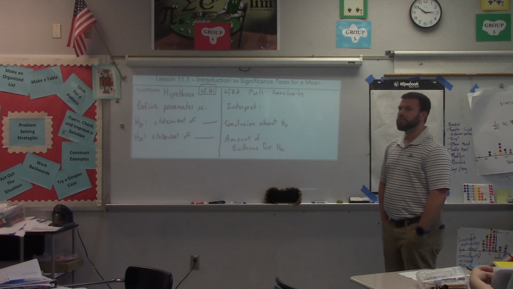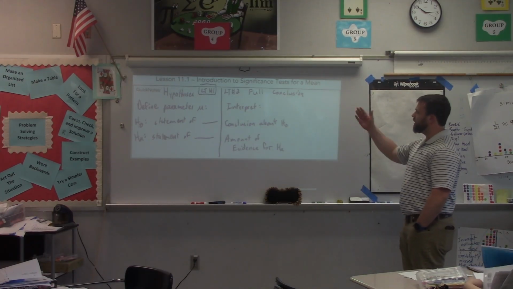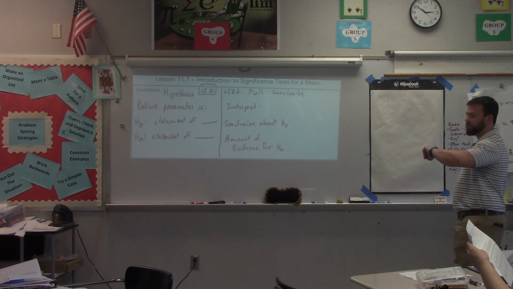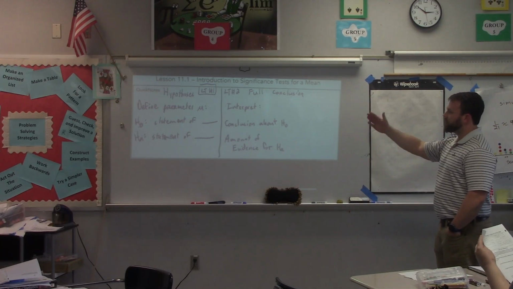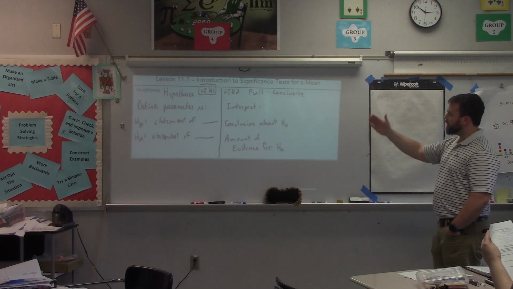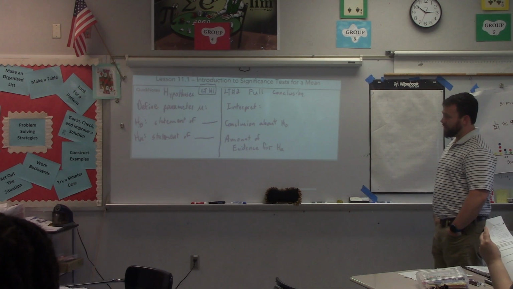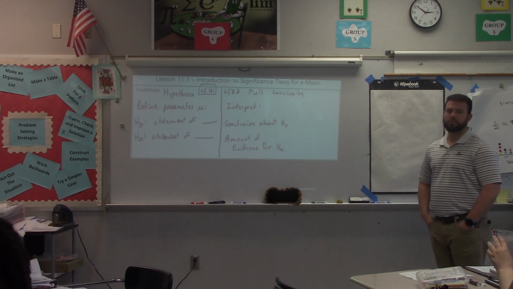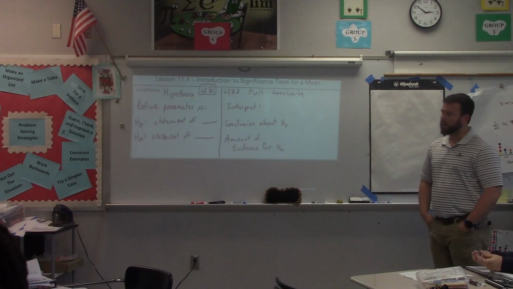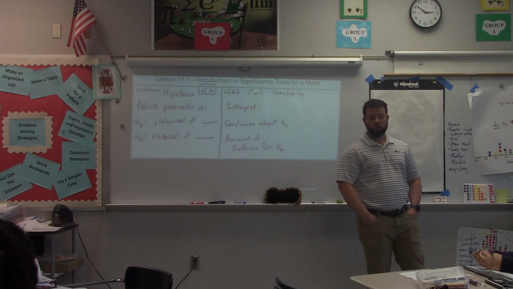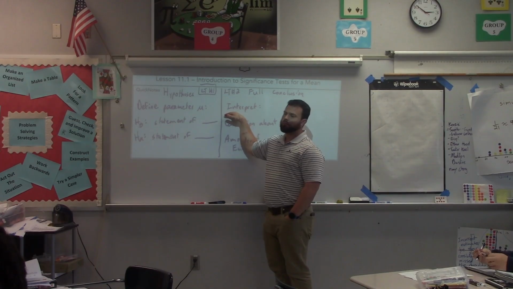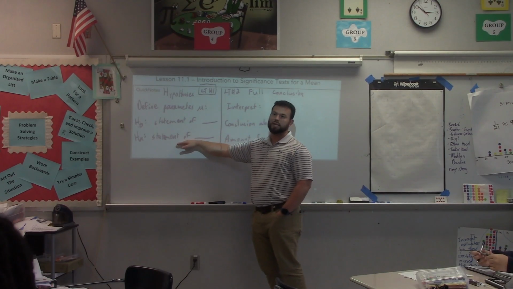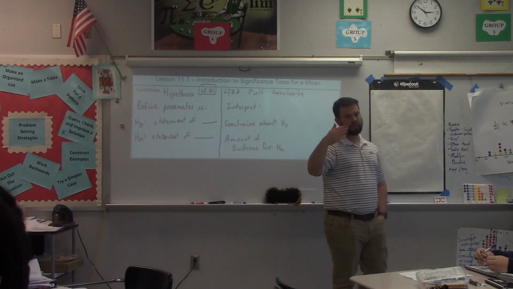All right, real quick reminder. This is off 11.1, the introduction to significance tests for a mean. First off, when we do hypotheses, always make sure you define your parameter mu, as with confidence intervals. Don't forget your null hypothesis is always a statement of equality. Mu equals something. And the alternative is a statement of inequality: less than, greater than, not equal to.